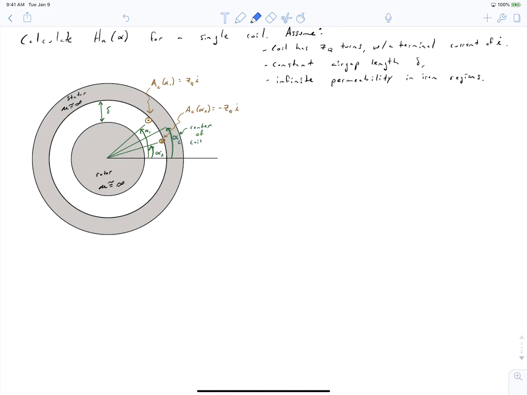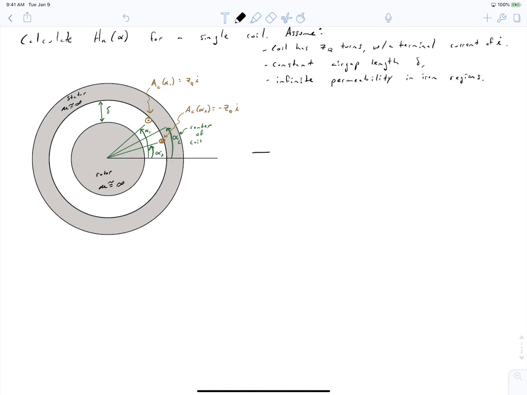And then we've assumed that we have a constant air gap length delta. That means that the air gap length doesn't vary as a function of alpha. No matter where we are in the stator, we can be over here, and we can cross the rotor, or over here, or over here. No matter where we are in the stator or the rotor, we have the same air gap length between the stator and the rotor.